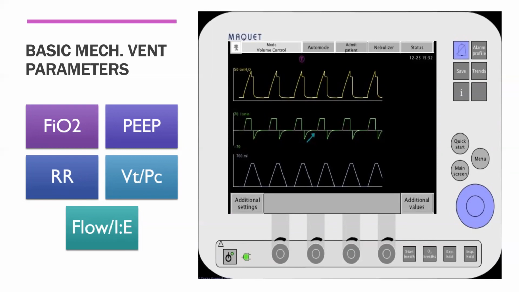When we want to control the ventilation, we will have the set RR, tidal volume or pressure control. If you choose a pressure mode, you will set the pressure control. If you choose a volume mode, you will set the tidal volume. Flow and IE ratio are related to the RR. So whenever you change your RR, you have to readjust your IE ratio and the flow.